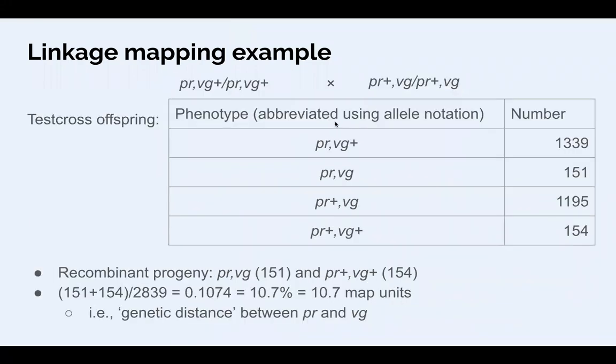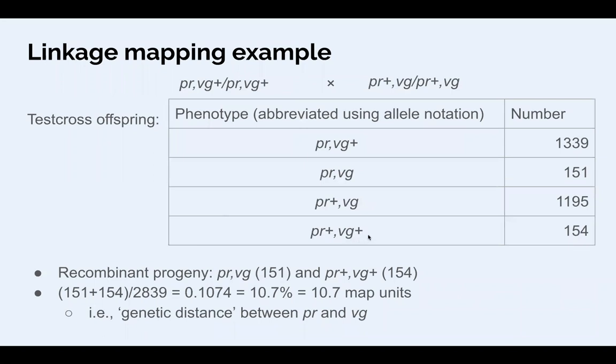So genetic distance is calculated as the number of individuals that are recombinant of the offspring over the total number of offspring. So that's 2839, the sum of all these values. And that turns out to be 0.1074, or 10.7%. So 10% of the offspring are the result of crossing over, either to make this PR VG gamete or to make this PR plus VG plus gamete.